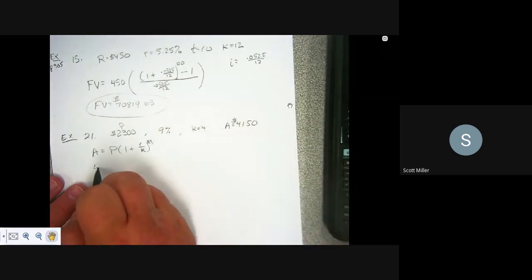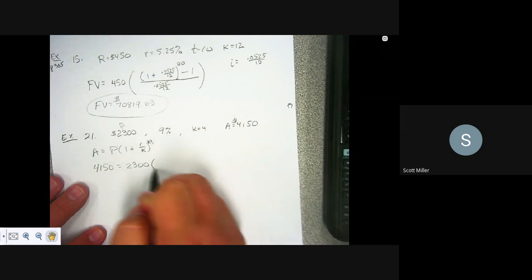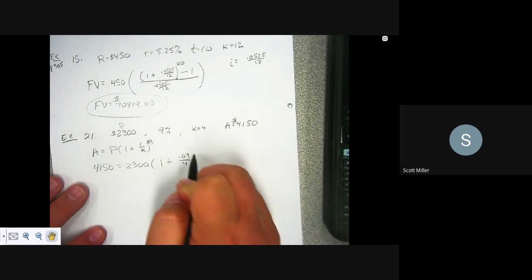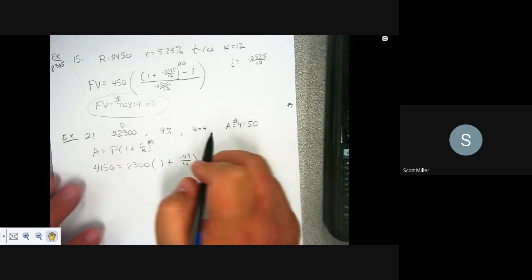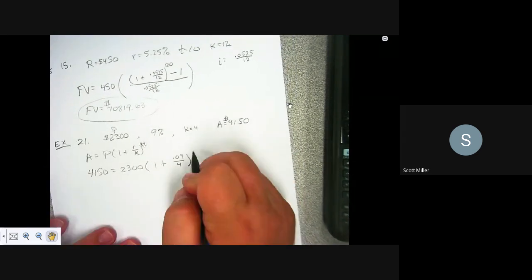So as we plug these numbers in, 2,300, 1 plus 0.09 divided by 4, and then up here, let's see if it said the time. I forgot the time. Oh, we want A equal to 4,150. And this would be 4 times t.